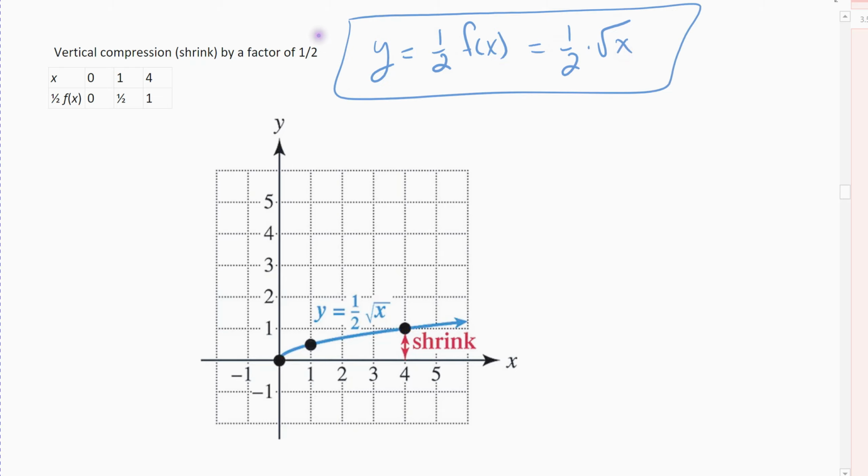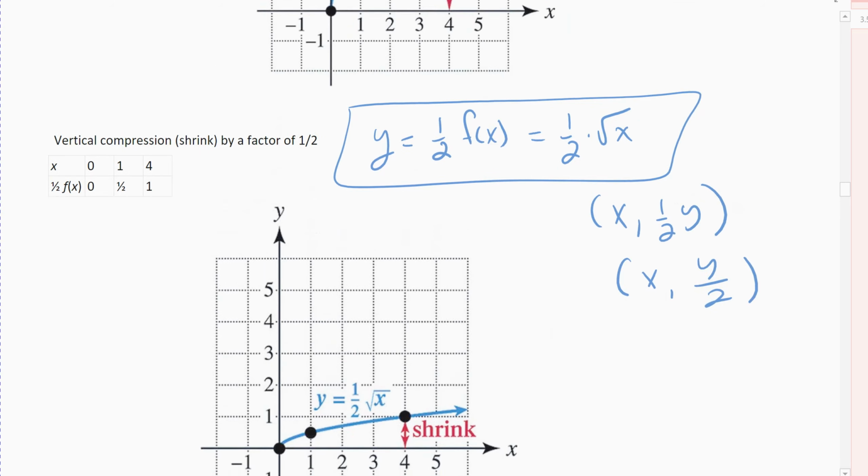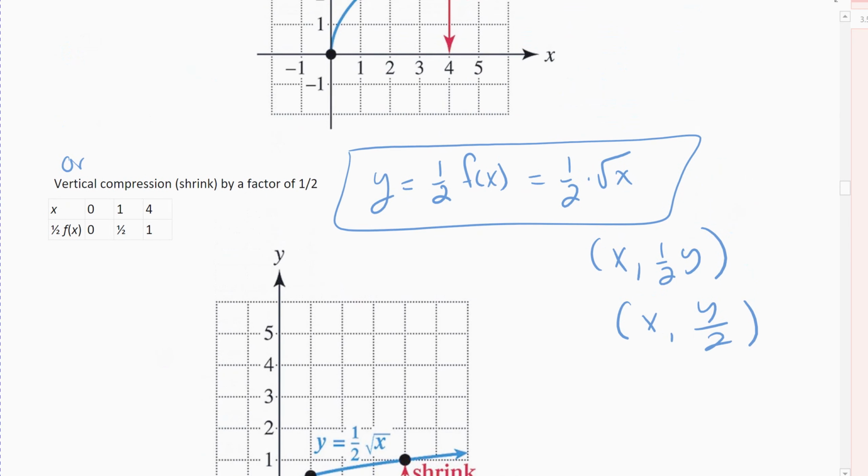That's my new function. If I'm taking my original square root function and shrinking it by 1/2, all of the y values get multiplied by 1/2. Or you can think about it as all the y values getting divided by 2. That's what happens when I plug them in. Every single one of the y values of my original graph, the square root of x, changes. The original points were 0, 0, 1, 1, 4, 2, right? That was the original 3 points.